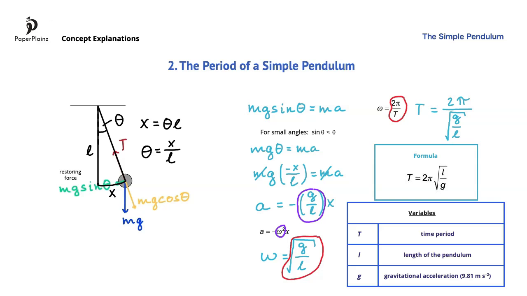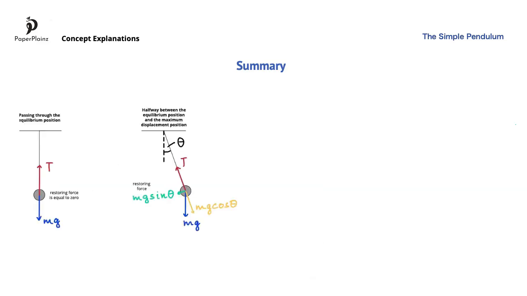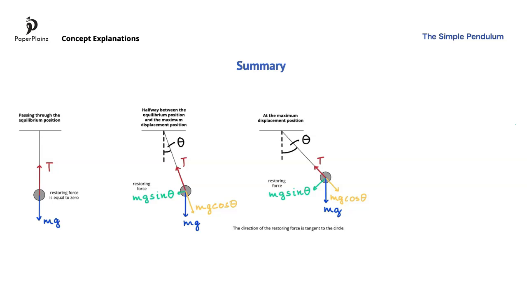Let's summarize what we have learned in this video. We started by analyzing the forces that act on a simple pendulum as it passes through the equilibrium position, the point that is halfway between the equilibrium position and the maximum displacement position, and as the pendulum bob stops for a moment at the maximum displacement position. We discovered that the restoring force is equal to mg sine theta, as shown on the diagrams, and that the direction of this force is tangential to the circular path that is followed by the pendulum bob.